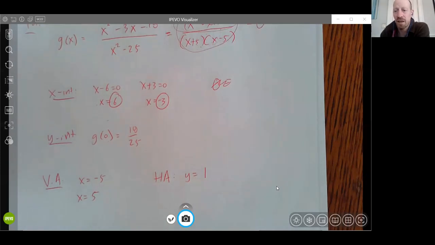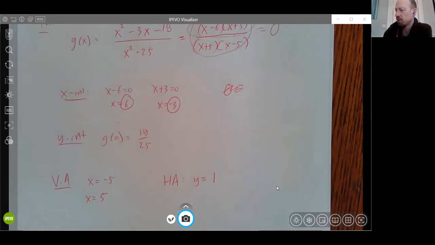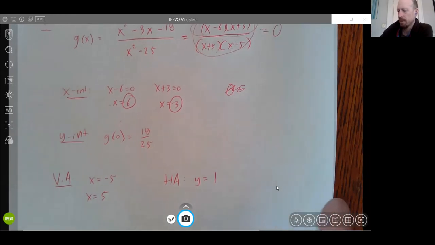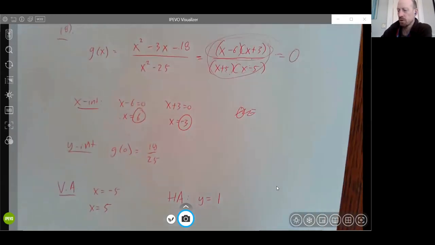Okay, anything else? I know there was a question about the slant asymptotes, so let me go ahead and do an example of that. I do have another question, if that's okay. Go ahead, it's a good time. 4.1, number 7, part B. Yes, another application question here, right?